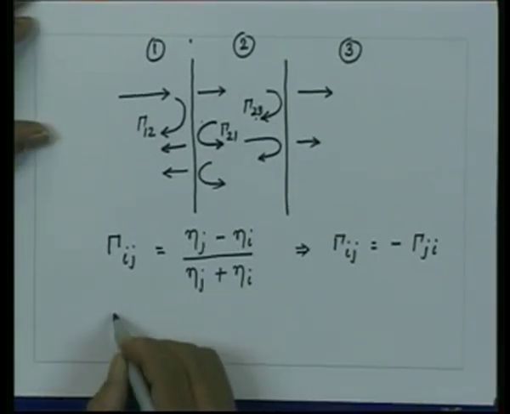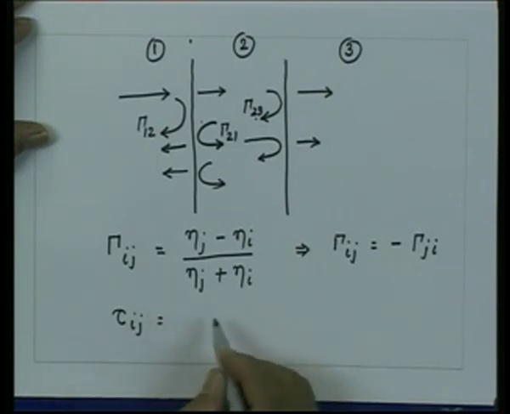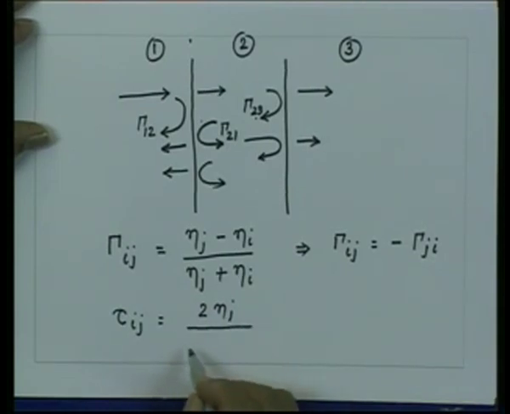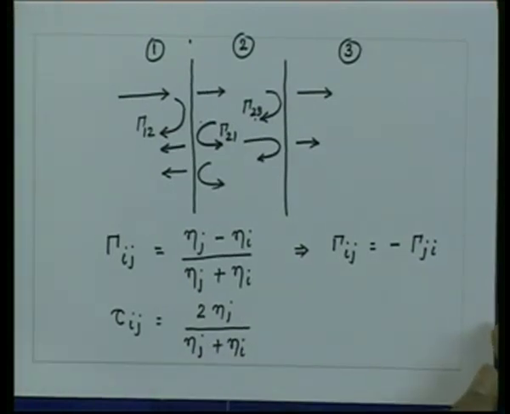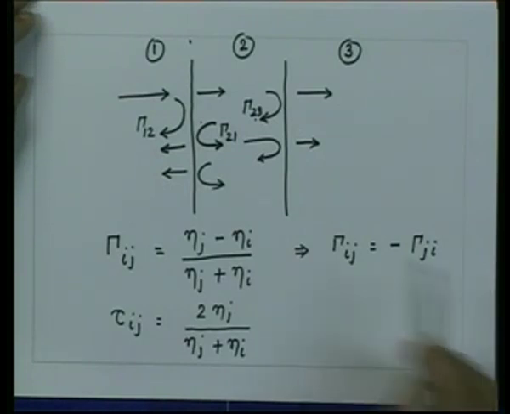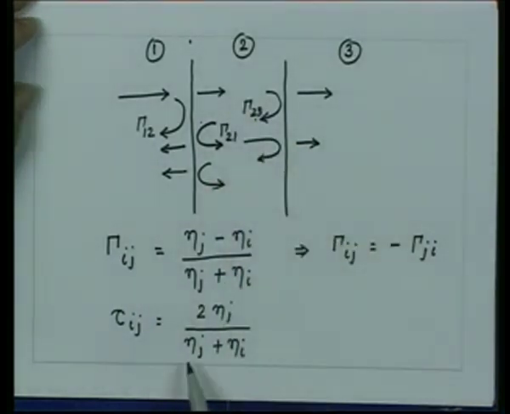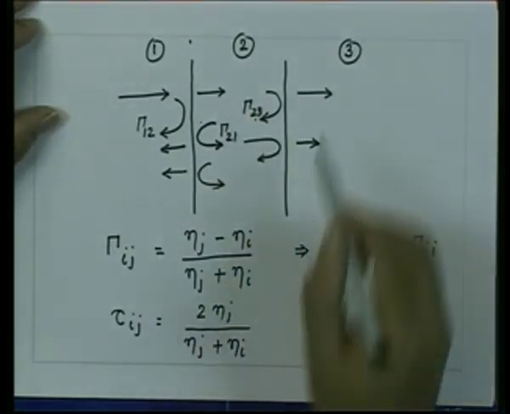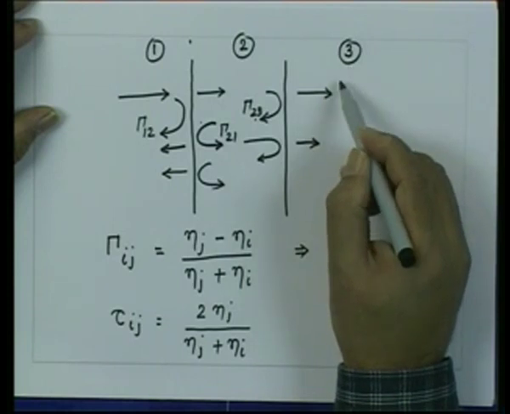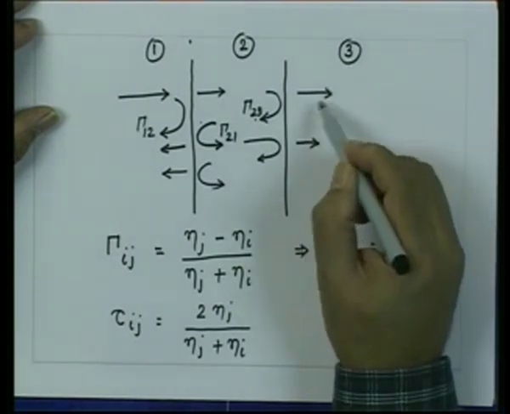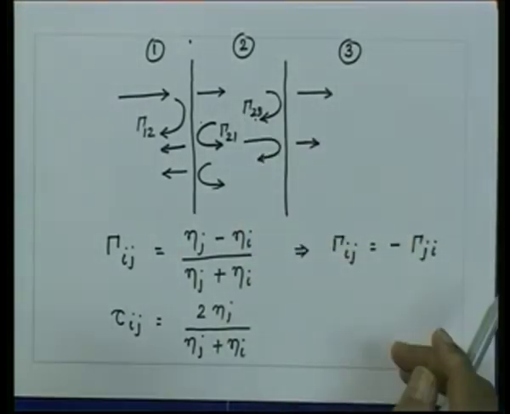Similarly, the transmission coefficient we can get, tau ij, is equal to 2 times eta j divided by eta j plus eta i. So, this transmission coefficient here would correspond to 2 times eta 2 divided by eta 1 plus eta 2. This transmission coefficient would correspond to 2 times eta 3 divided by eta 3 plus eta 2, and so on.